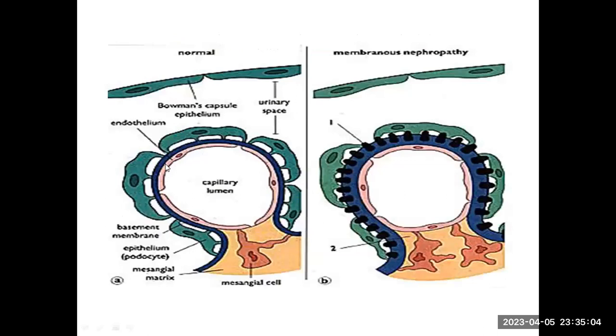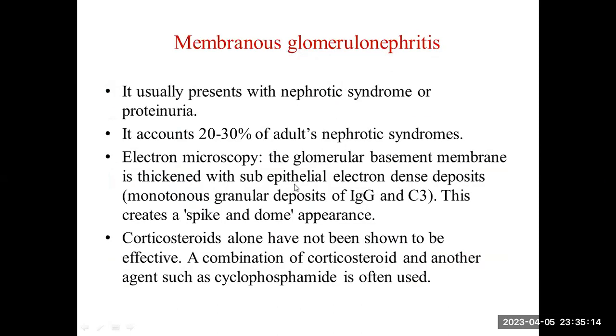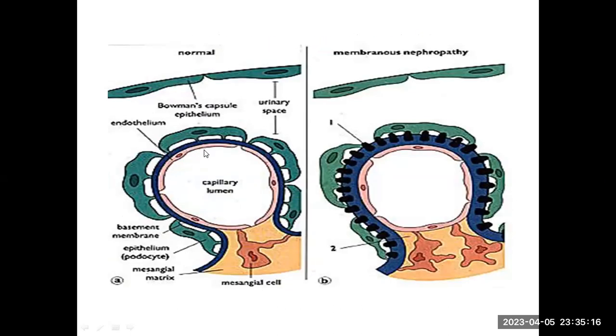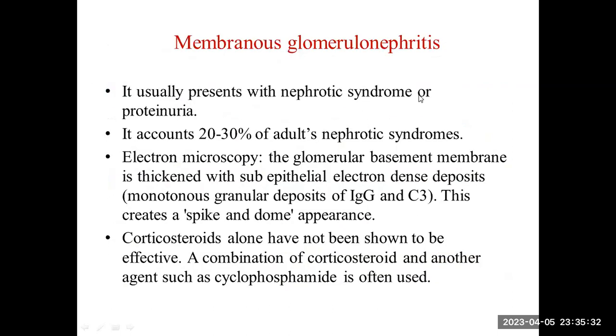Remember, we said that there are three layers of the glomerular filtration membrane. The inner layer is the endothelium. Then we have the basement membrane, and then outside we have the podocyte. When we say we have subepithelial deposits, it means that the immunological deposits are located underneath the epithelial layer, which is the podocytes layer. So underneath the podocyte, you will have the subepithelial surface, and at that site, you will have the immunological deposits associated with membranous glomerulonephritis.